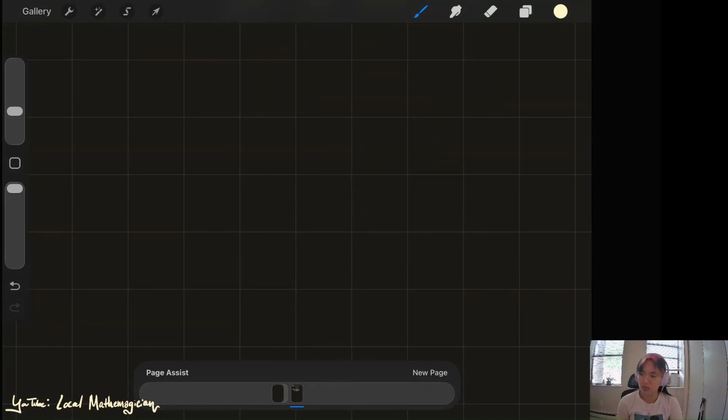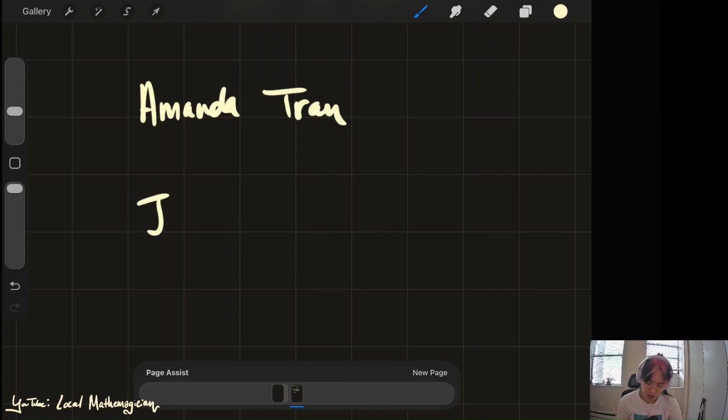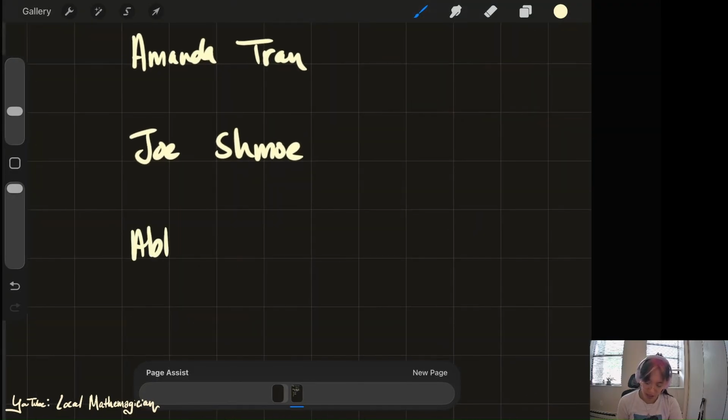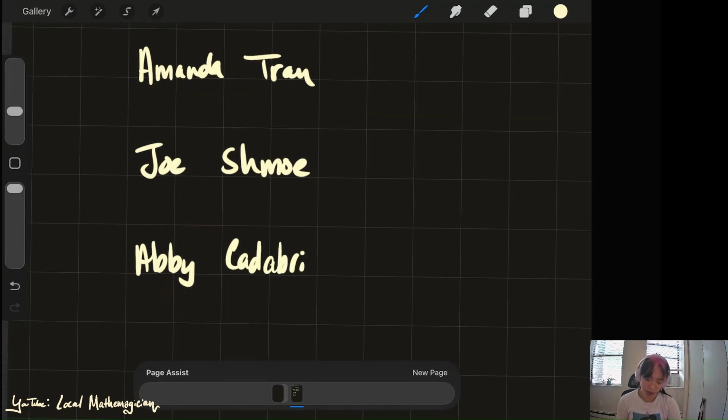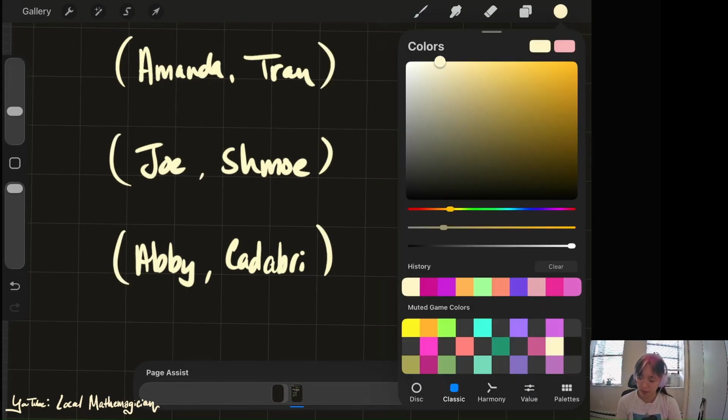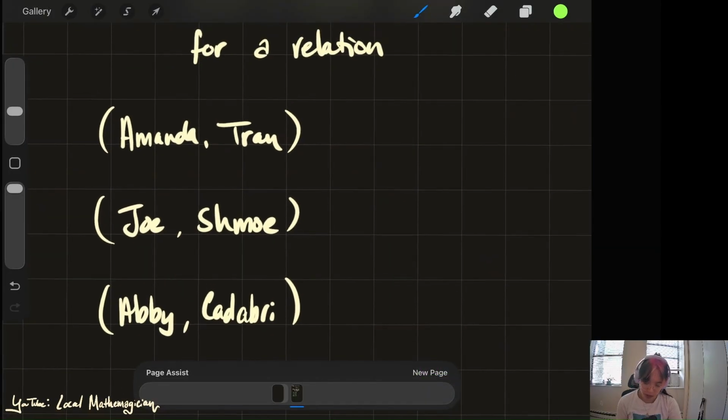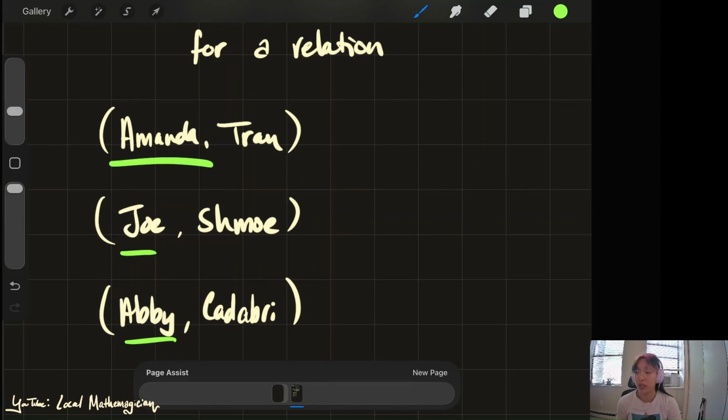Let's say, I'll start with myself. My name is Amanda. My last name is Tran. Right? And let's name some other students. Joe Schmo, and Abby Cadabry. Right? Okay. If we view this as a list of ordered pairs, right? Then our domain will be Amanda, Joe, and Abby, because these are inputs that have a valid output. These are inputs that have a valid something else attached to it.